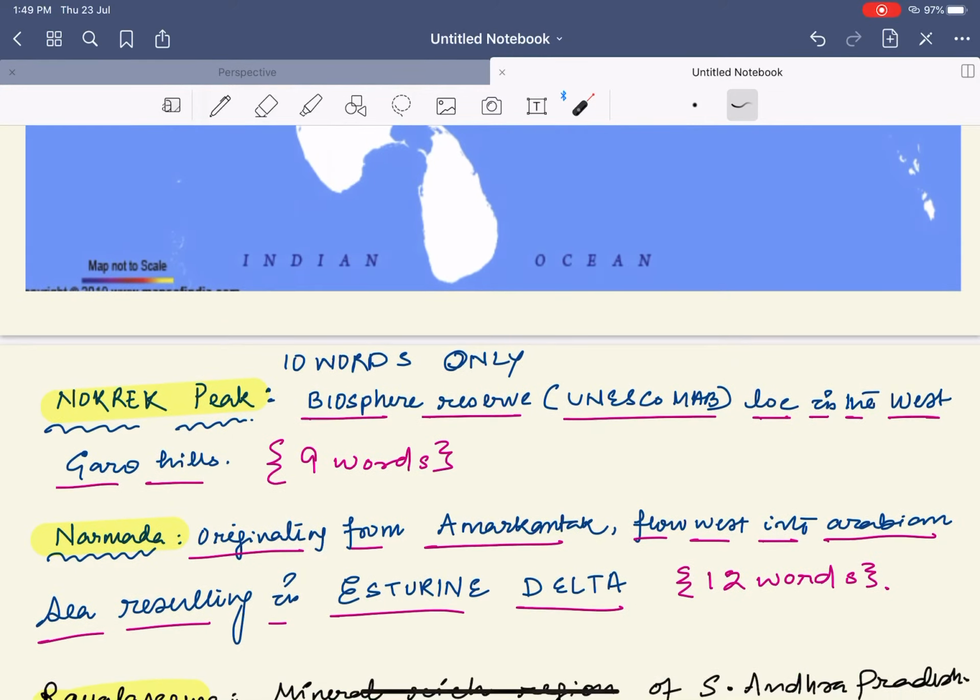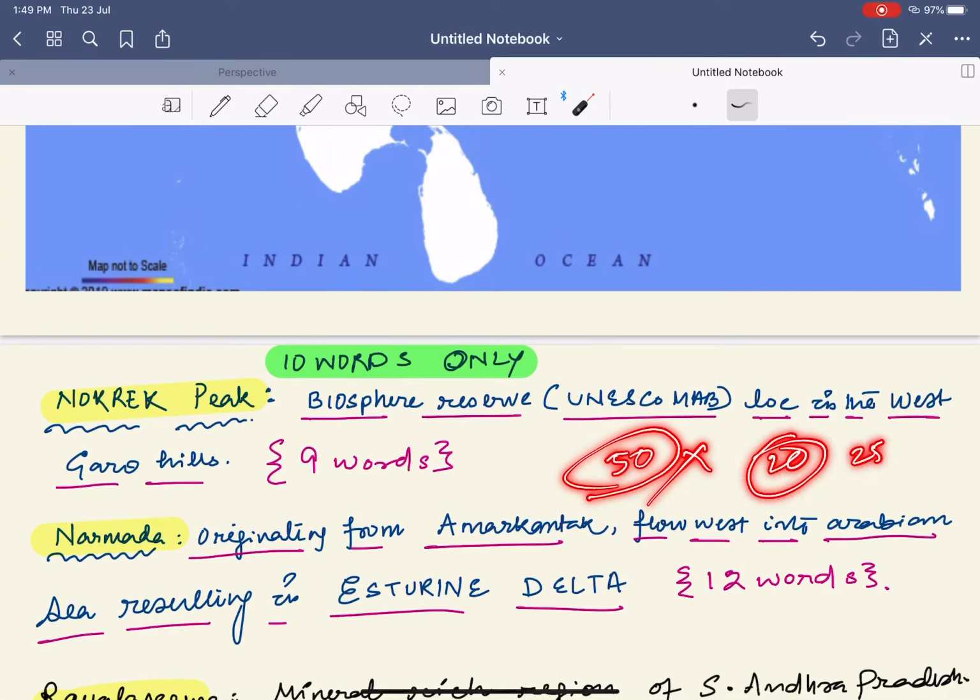See, in the description part, remember one thing, this is very important, you have to represent the entire thing within 10 words only. Students have represented it in 50 words. This is absolutely wrong. 20 words is fine, 25 words is adjustable, but you should not make it an extensive job. Please remember this.